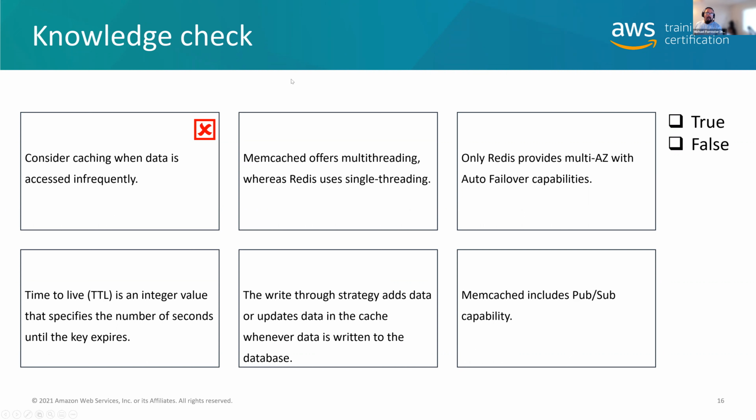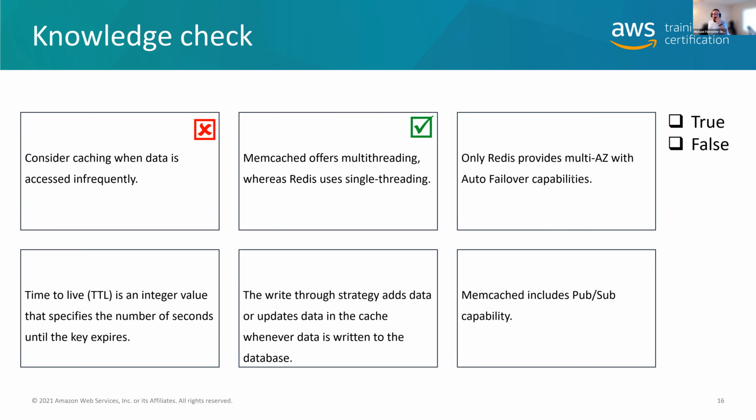Hold on. So memcached offers multi-threading where Redis is used as single threading. Is that true or false? Yeah, so memcache is the one, right? I know you probably just saw the answer, but still, just in case.